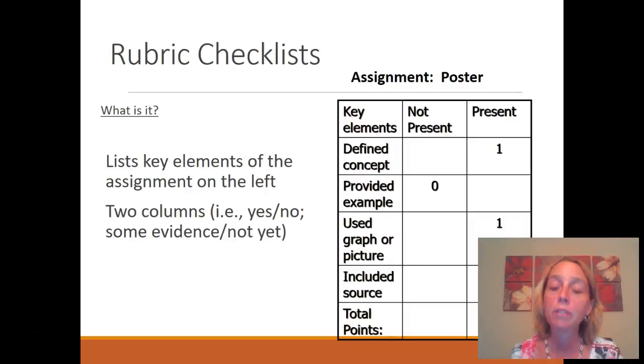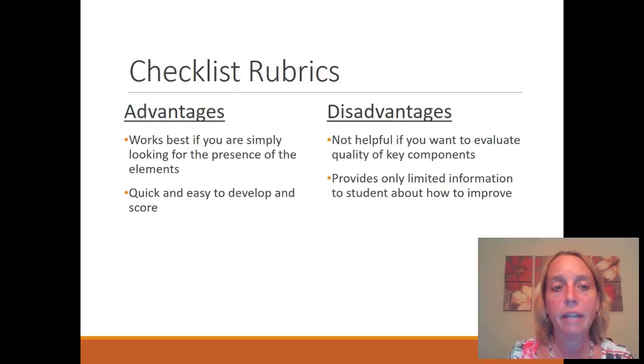This is the most simple type of rubric, and as you can see from the example, you basically list on the left-hand side all of the elements or parts that you need, and then it's either present or not present. So that's why it's a checklist, yes or no. It's not really looking at quality, but basically did they hit all these points? And we can take a look at some of the advantages and disadvantages of this type of rubric.